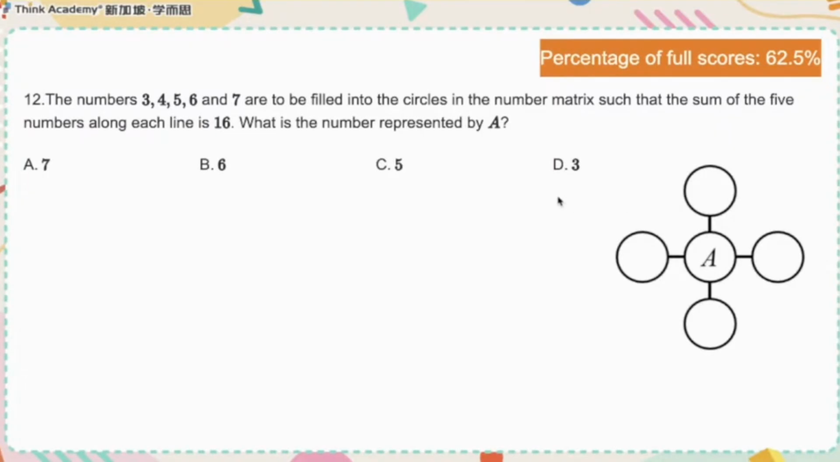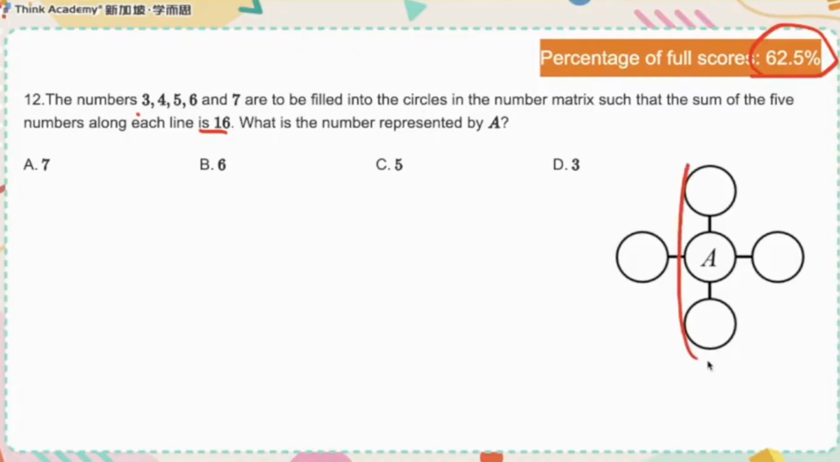Here, as for this question, 62% of you got it correct, and let's take a look. The numbers 3, 4, 5, 6, and 7 are to be filled into the circles in the number matrix so that the sum of the 5 numbers along each line is 16. What is the number represented by A?